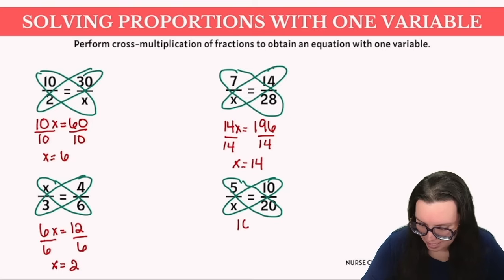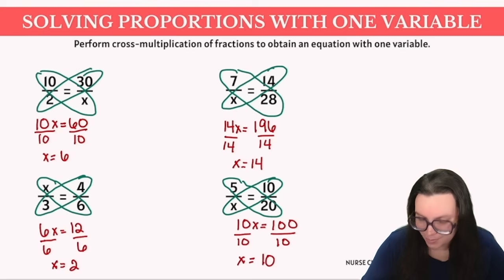This is going to give us 10x is equal to 100. And of course, we're going to divide each side by 10 in order to isolate x. And that is going to give us our final example of x is equal to 10.